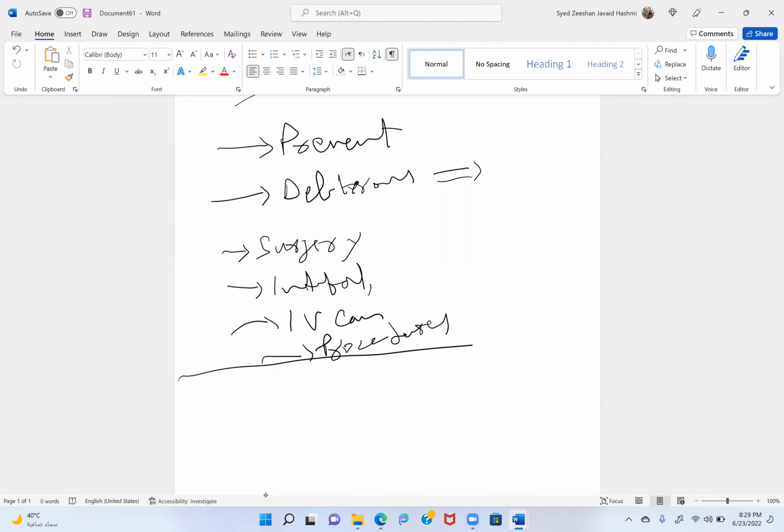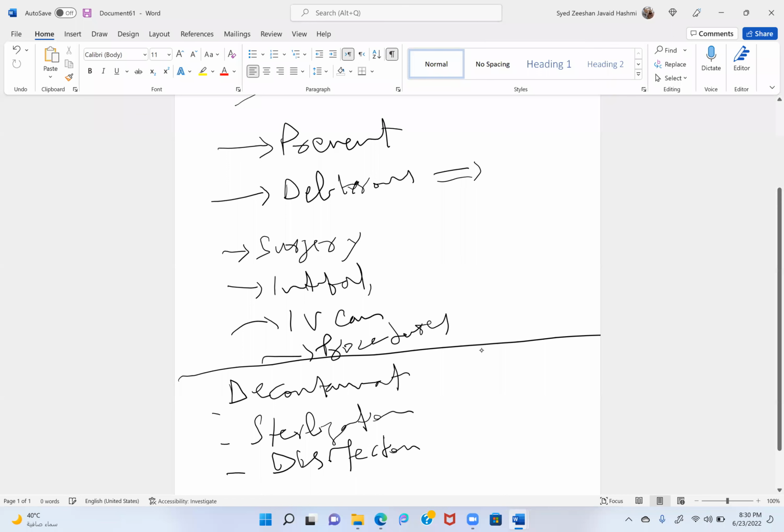And then you should be thinking about what problems are associated with it. There are certain terminologies which you should know: what do you mean by decontamination, what is sterilization, okay? Disinfection. These are certain terminologies which we will be trying to cover.